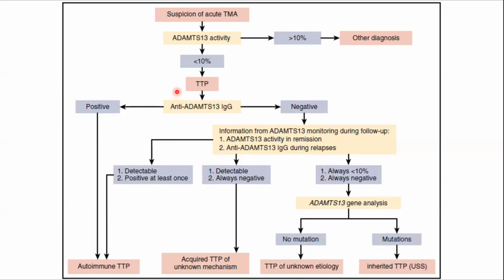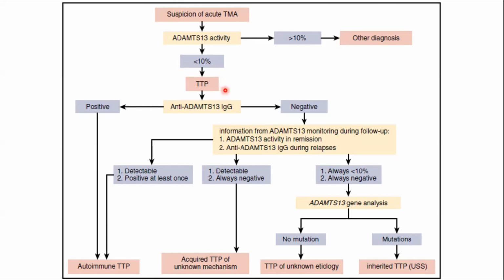So this picture shows the approach to the investigation using ADAMTS13 assays. When there's suspicion of acute TTP, we should perform the ADAMTS13 activity test. And if the activity is more than 10%, we have to think of other diagnoses. If the activity is less than 10%, it confirms the diagnosis of TTP.